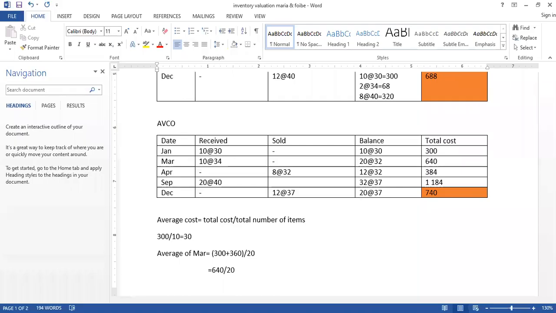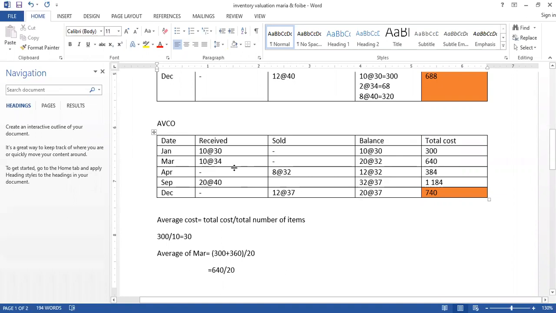Okay. And then from there, we move on to April. So what did we do in April? In April, we sold. How many items? We sold 8 items at now the new average cost, which is 32. 8 at 32. So the remaining will be how many? There will only be 12 units. 20 minus 8 will give you 12 units at the price of 32.